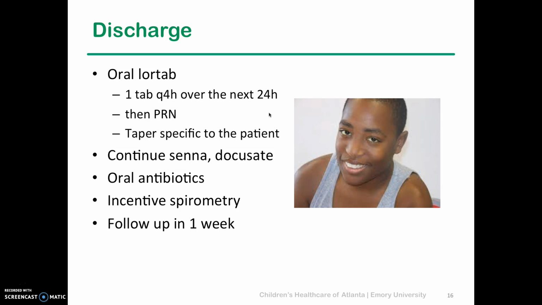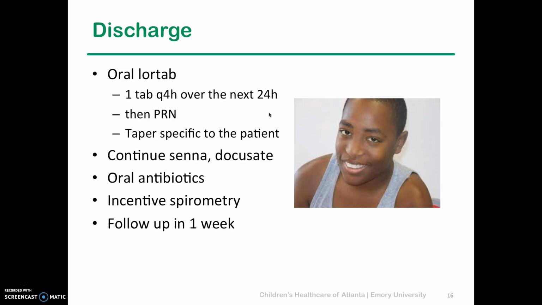At that point, being afebrile, also with his hypoxia resolving and his pain adequately controlled on oral narcotics, it was decided to discharge him home and to continue 1 tab every 4 hours over the next 24 hours at home and then to take as needed if the pain were to arise again. Now this taper was specific to this particular patient and discussed with his primary provider, which is an important point to remember when transitioning a patient from a PCA back to oral opioids.